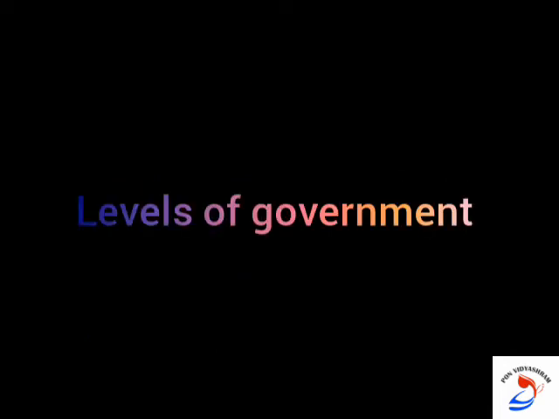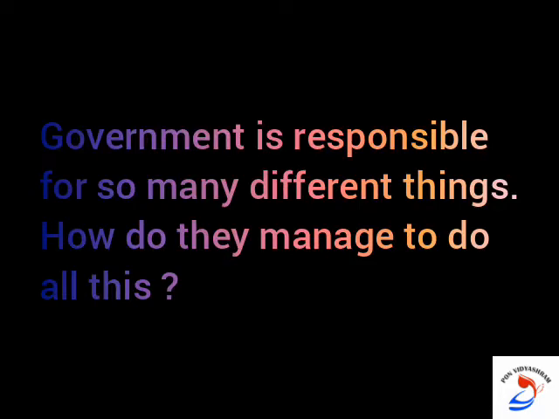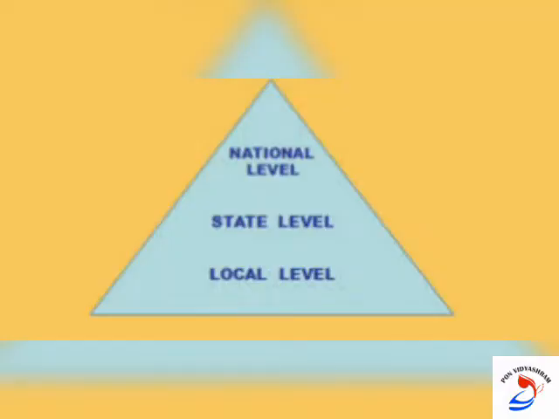Levels of government. It is impossible for one government to take care of all the citizens. For that reason, the government has been divided into levels so that they can take care of every person in that particular surrounding. There are three levels in a government: local government, state government, and national government. Local level, state level, and national level. The government will work at these three different levels.